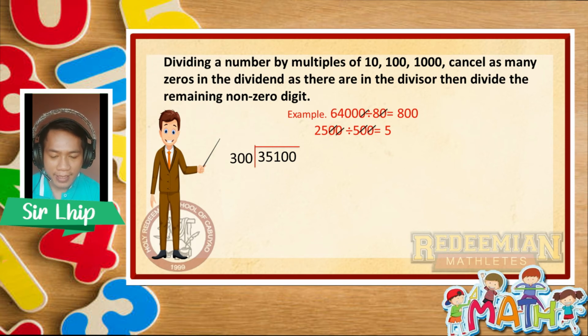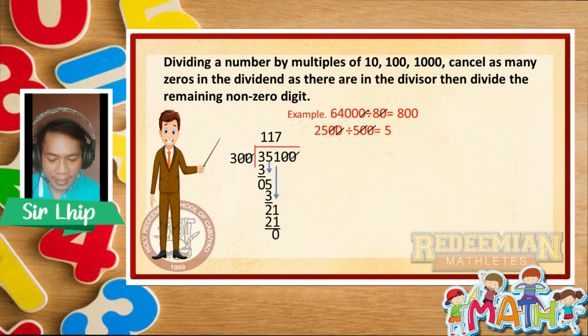Another example, 35,100 divided by 300. Cancel the zeros, then divide 3 divided by 3 equals 1. 1 times 3 equals 3. 3 minus 3 equals 0. Bring down 5. 5 divided by 3 equals 1. 1 times 3 equals 3. 5 minus 3 equals 2. Bring down 1. So divide 21 by 3 equals 7. Thus, the quotient is 117.